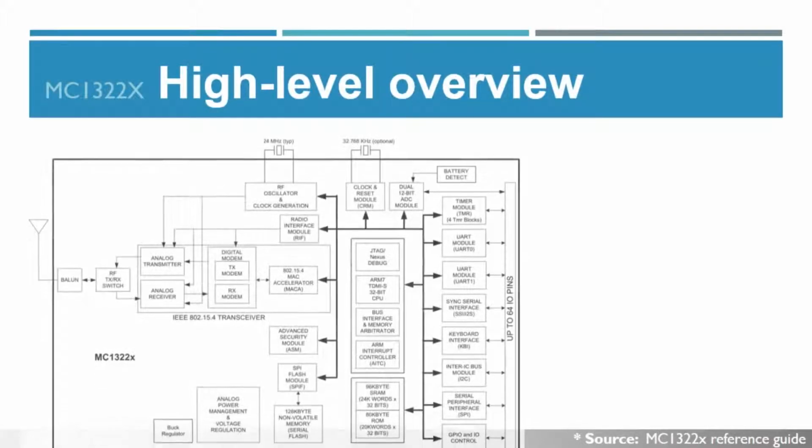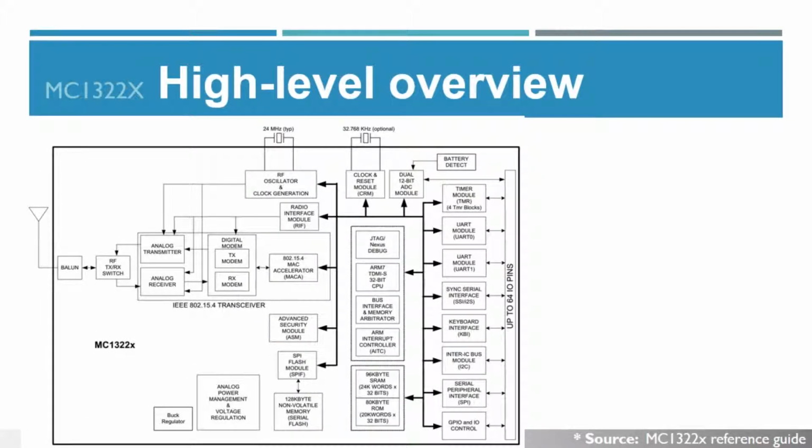And now, let me show you a high-level overview of this particular chip, the MC1322X. We will be talking in particular in this presentation about the memory and the types of memories, obviously the ROM, the SRAM, the static RAM, and also the flash module. And we will be talking about the GPIO, and in particular it's located in this portion of the diagram, and we'll talk about the UART, which is located right here. There are two of them, and the timer is located right here.